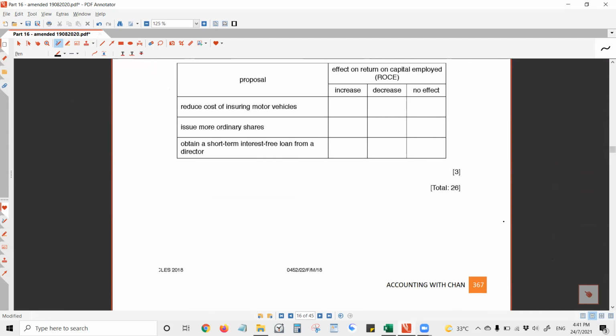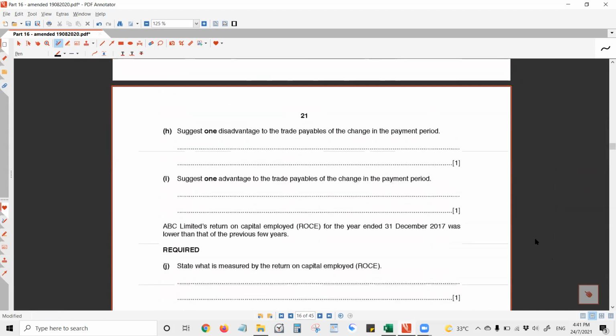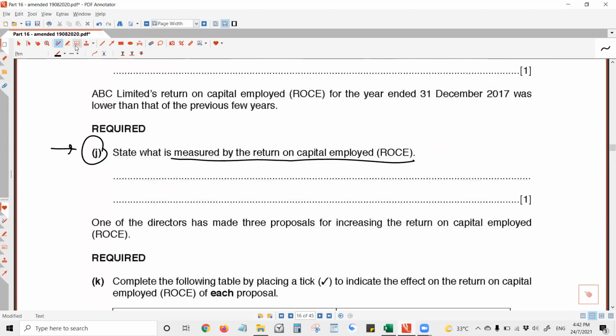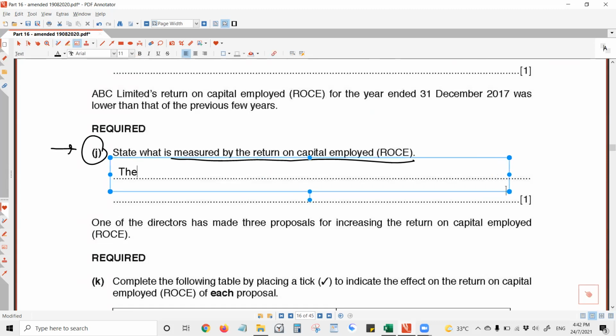We come to page 367. We do question J. It's asking you what is measured by the ROCE. So basically, it's asking you what we are trying to get from this calculation. So let's write this together. The efficiency of business.